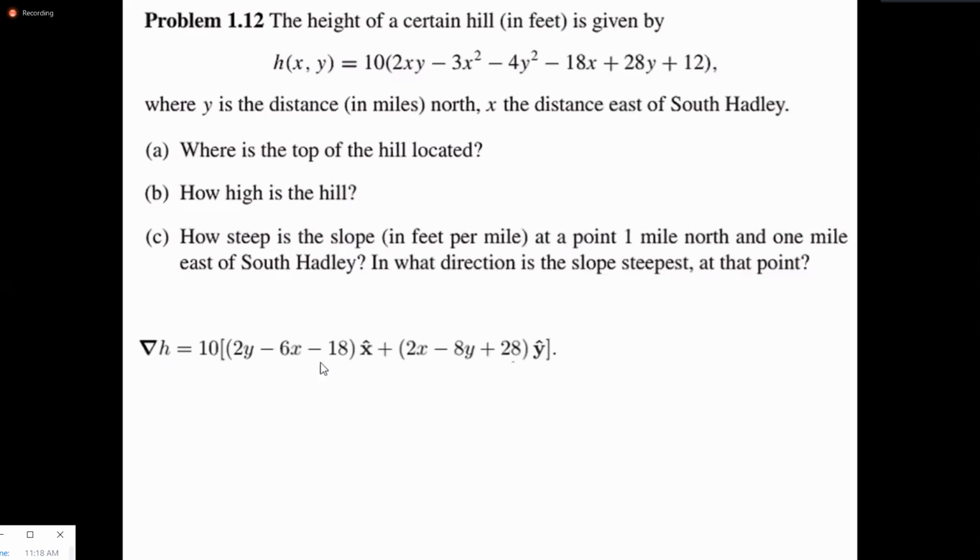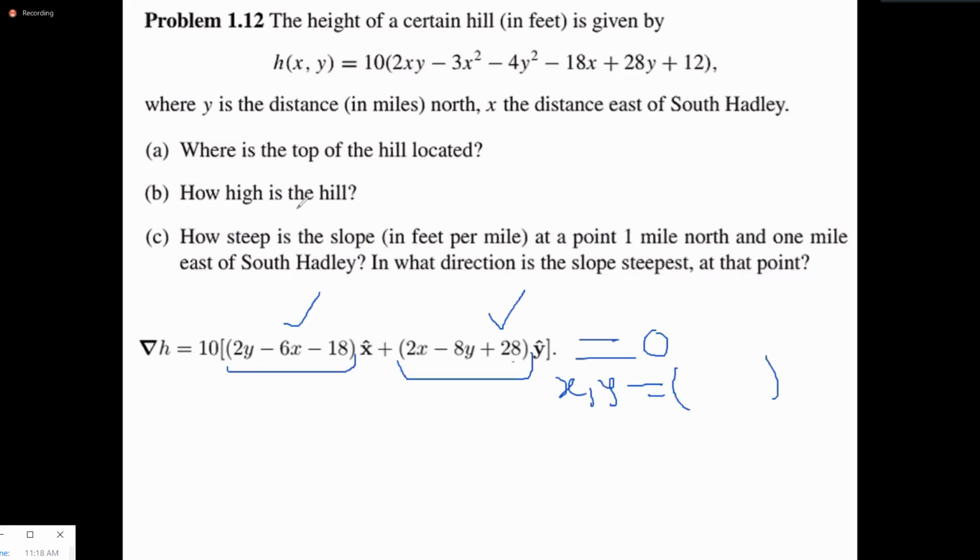For that matter, I have put the value of the gradient here. In the gradient, you will have an x component, like shown here, and then you will also have a y component. If del h is 0, it obviously means that this x component as well as the y component, both of them should be 0. With that, you will get two equations, and when you solve these two equations, you will get the values of x and y, and that should give you the location of the hill.